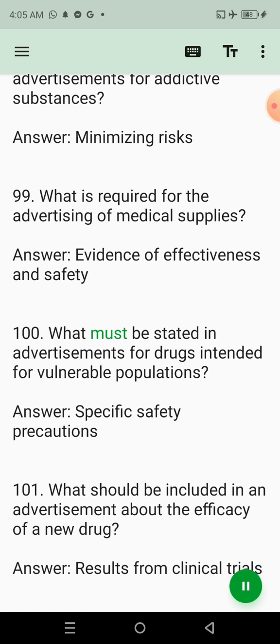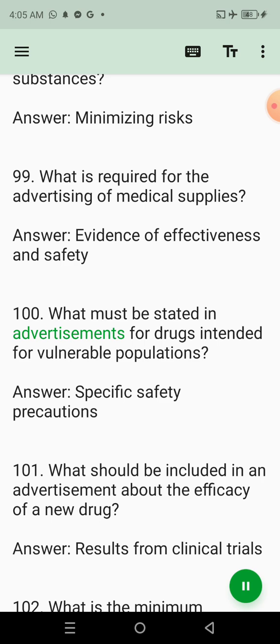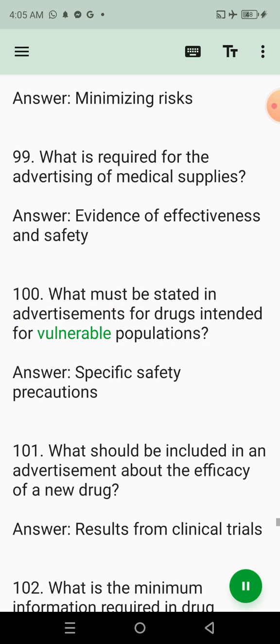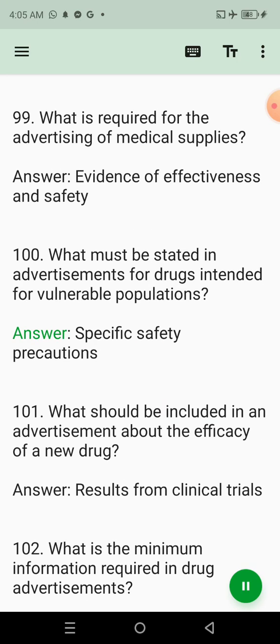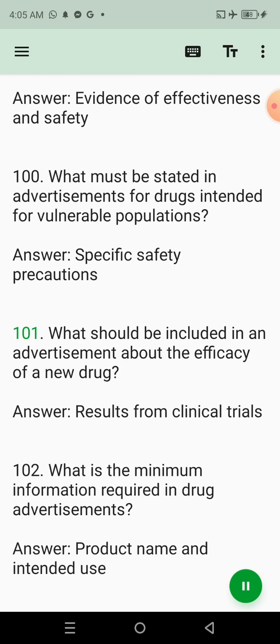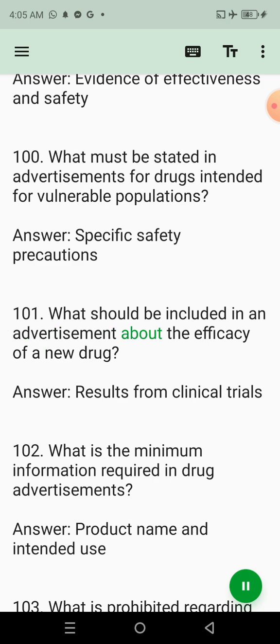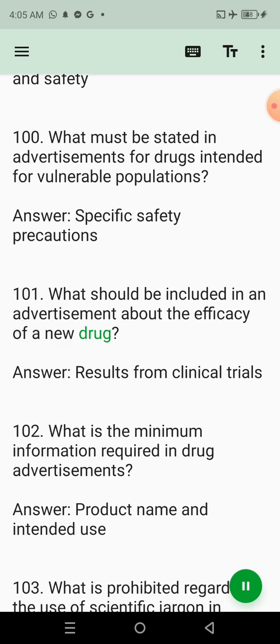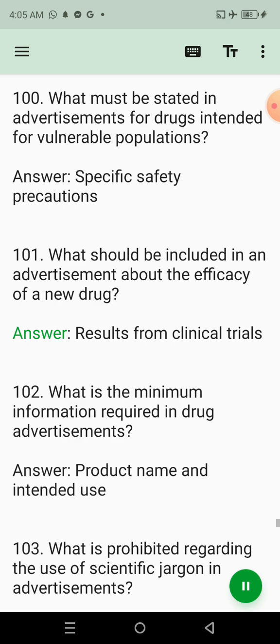100. What must be stated in advertisements for drugs intended for vulnerable populations? Answer: specific safety precautions. 101. What should be included in an advertisement about the efficacy of a new drug? Answer: results from clinical trials.